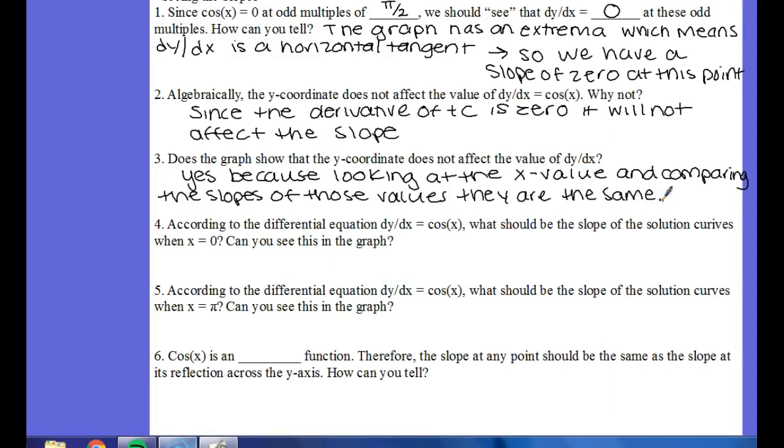Okay, according to the differential equation, dy/dx equals cosine x, what should be the slope of the solution curves when x equals 0? So what that's asking you is, what would dy/dx equal when x is 0? So what would be the value of dy/dx when x is 0?